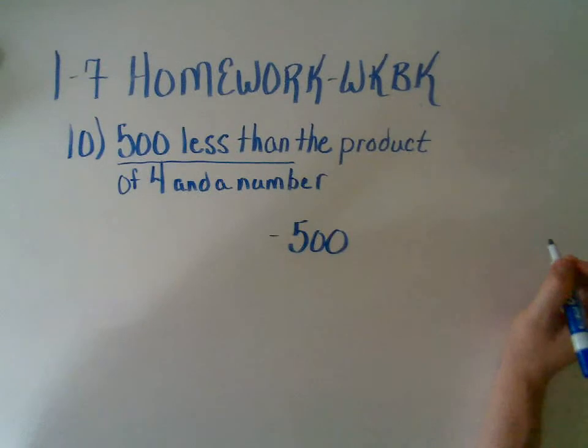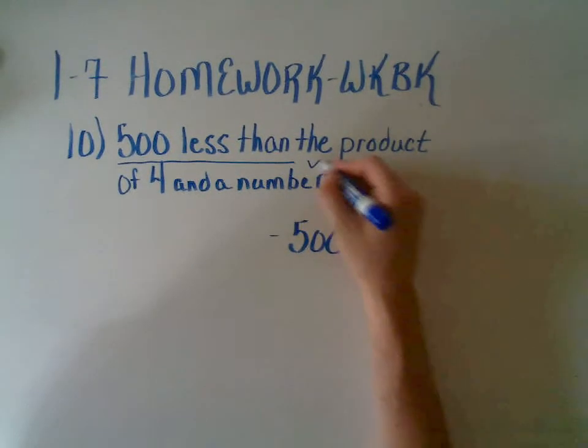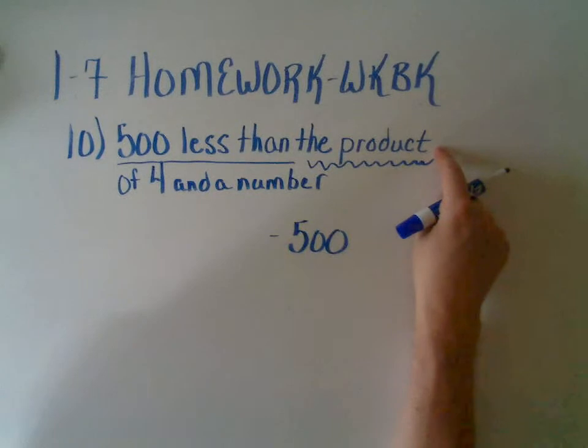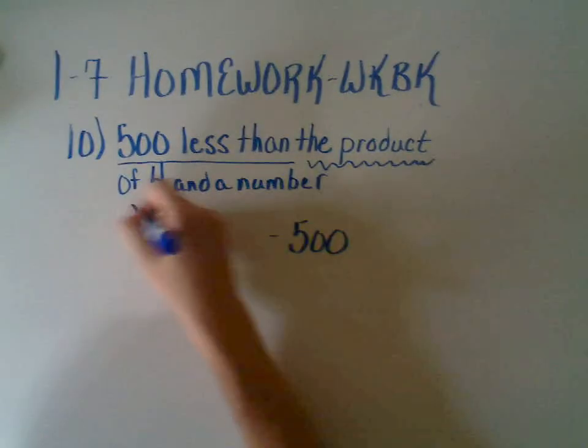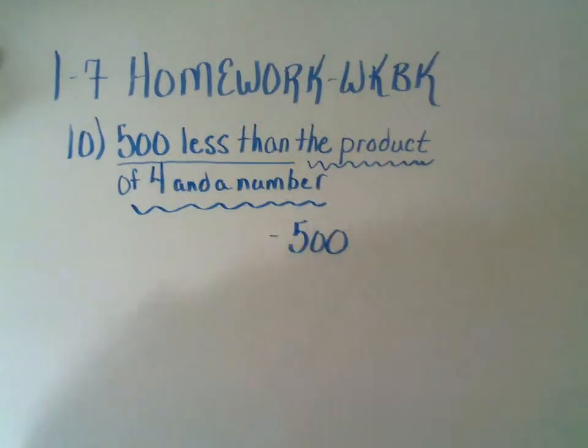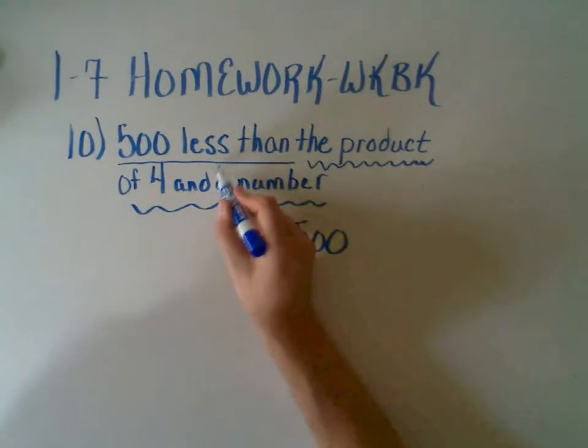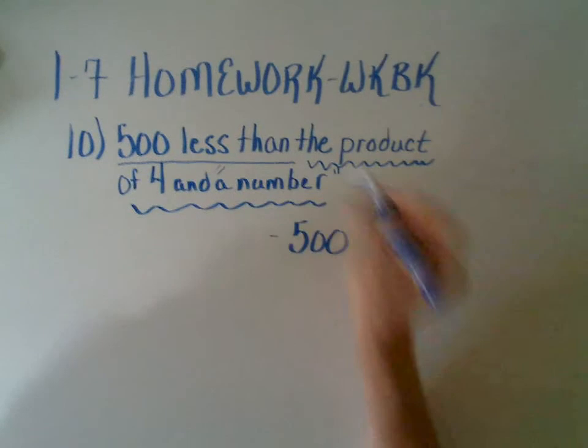Okay, so what is it 500 less than? Well, it's 500 less than the product, and our product would mean multiplication. You can look at your keyword list if you need it. The product of 4 and a number. So it's a multiplication problem with 4 and a number. And remember that a number phrase, that's going to be your variable.